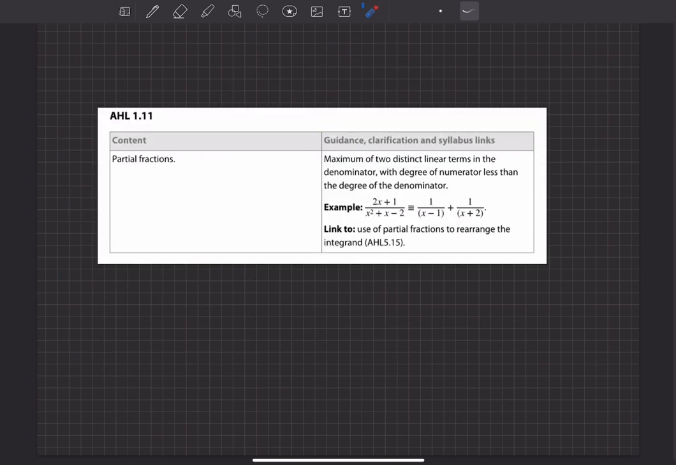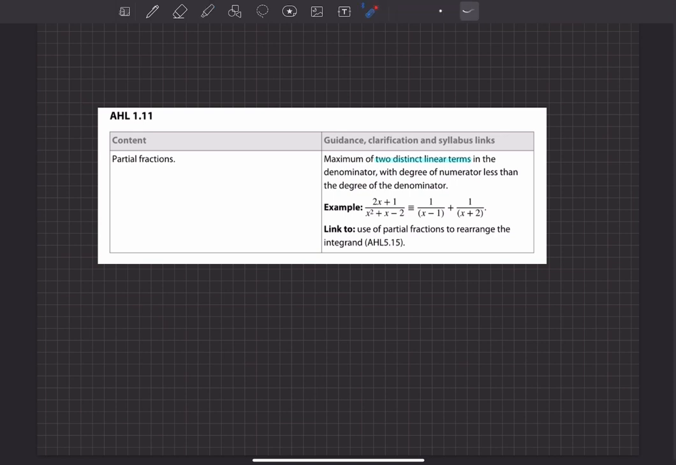And now before we move on, I just want to look at this extract from the syllabus guide for partial fractions. And if you notice, it says maximum of 2 distinct linear terms in the denominator. So the biggest or the most you'll be asked for in the IB exams is 2 distinct linear terms.